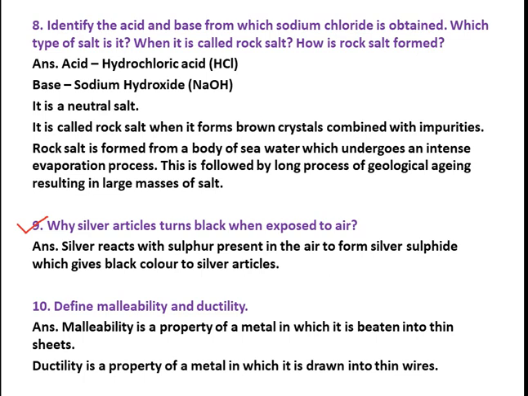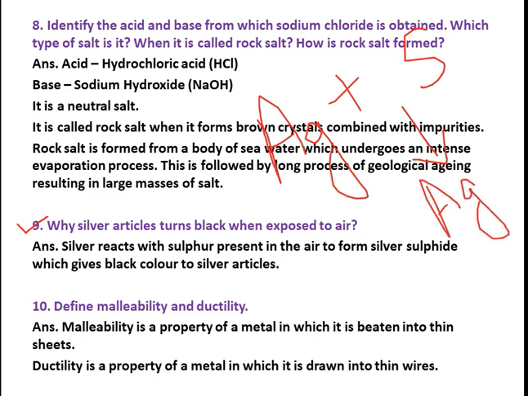The symbol of silver is Ag. When silver reacts with sulfur, it forms a compound called silver sulfide, Ag2S, which gives a black color to the silver articles. So what will be the answer? Silver reacts with the sulfur present in the air to form silver sulfide, which gives black color to the silver articles. So remember the name of the compound, silver sulfide. Because of this, silver develops a black color.